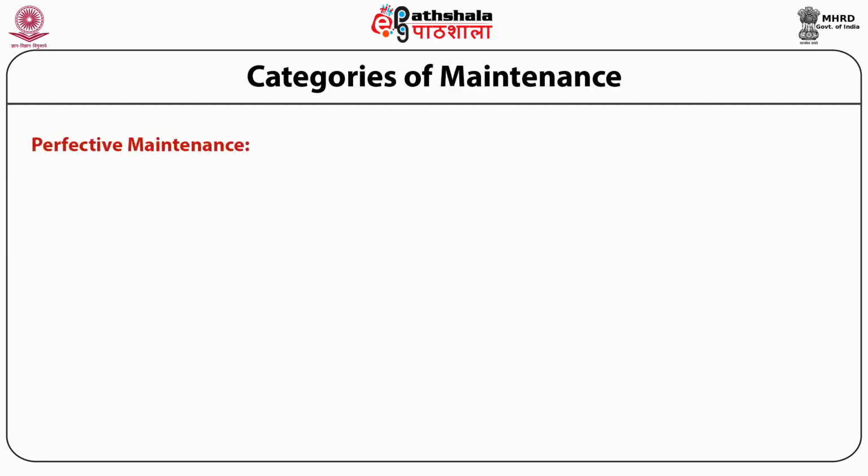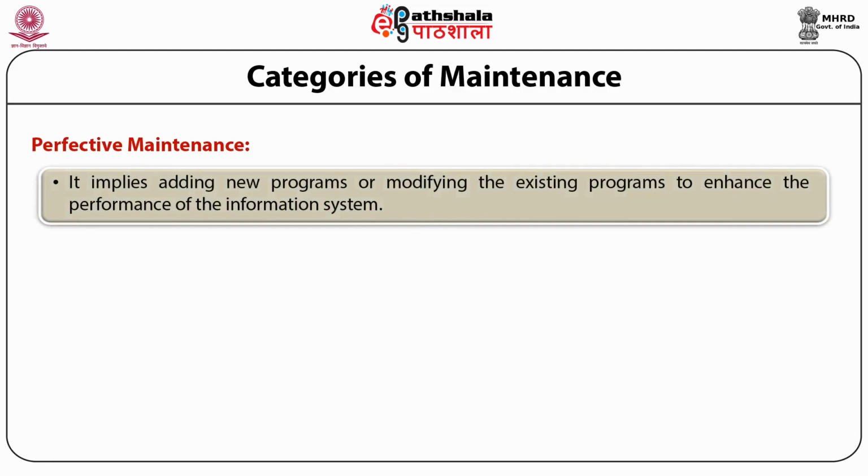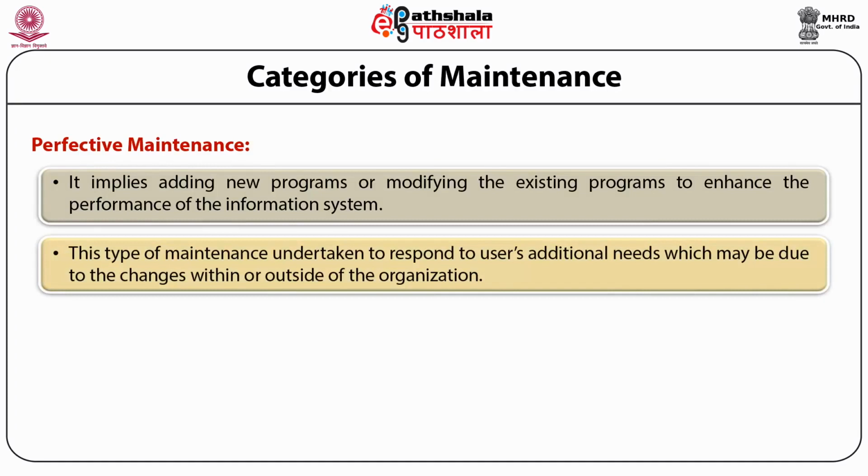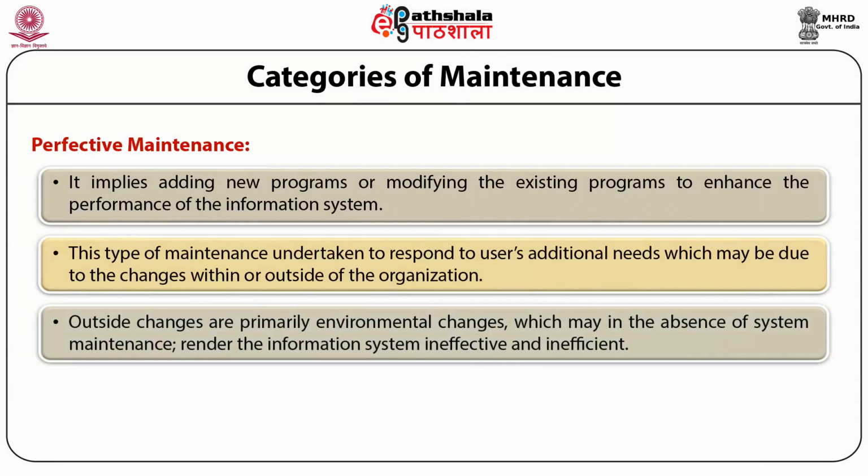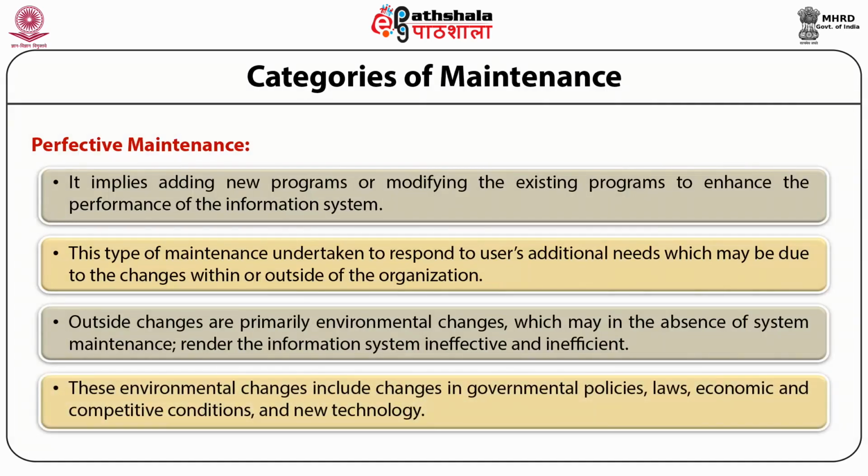Perfective maintenance. This implies adding new programs or modifying the existing programs to enhance performance of the information system. This type of maintenance is undertaken to respond to the user's additional needs, which may be due to changes either within the organization or outside the organization. The outside changes are primarily environmental changes. In the absence of system maintenance, they render the information system ineffective and inefficient. These environment changes include changes in governmental policies, laws, economic and competitive conditions and new technology.